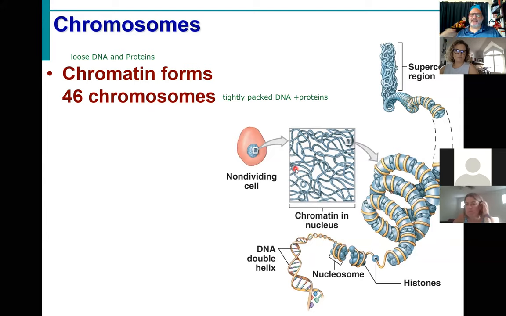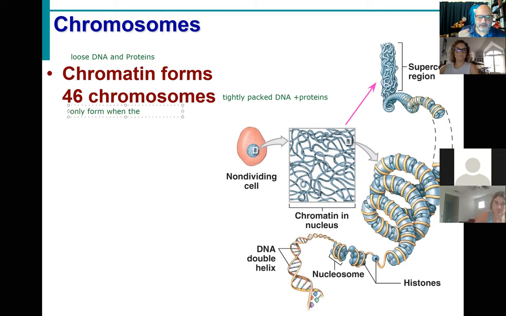However, when the cell starts to divide, it is going to bundle up into a tightly packed chromosome. So those DNA and proteins tightly pack into a chromosome. Now, as I mentioned, these chromosomes only form when the cell is getting ready to divide, or more specifically, the nucleus. All right, so this occurs during mitosis.